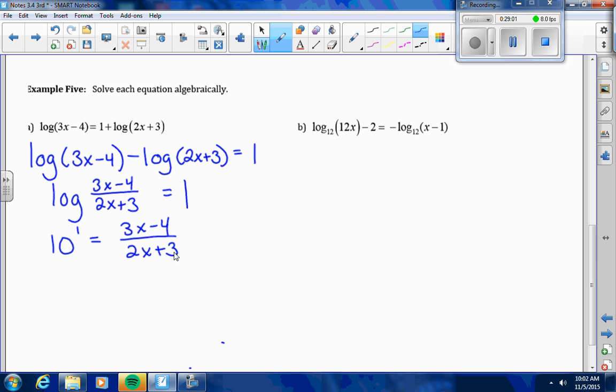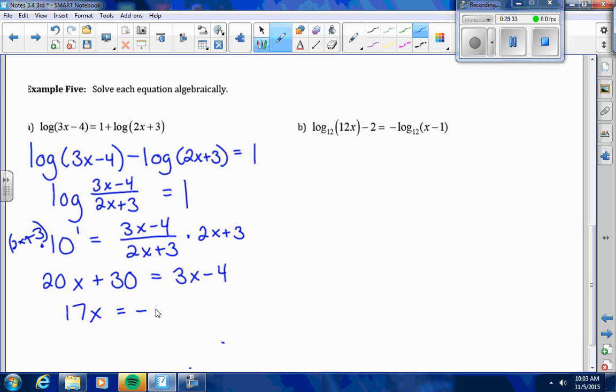Now what do you think? Multiply 2x plus 3 on both sides. So 10 times 2x plus 3, I need to distribute. So 10 times 2x, 20x, 10 times 3, plus 30, equals 3x minus 4. Subtract 3x, so we get 17x. Subtract the 30. Negative 4 minus 30 is negative 34. Divide both sides by 17, and we get x equals negative 2.